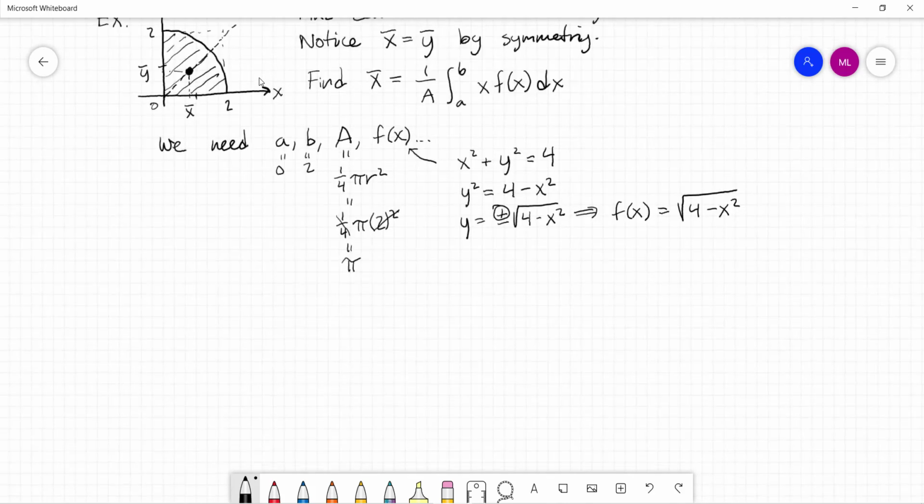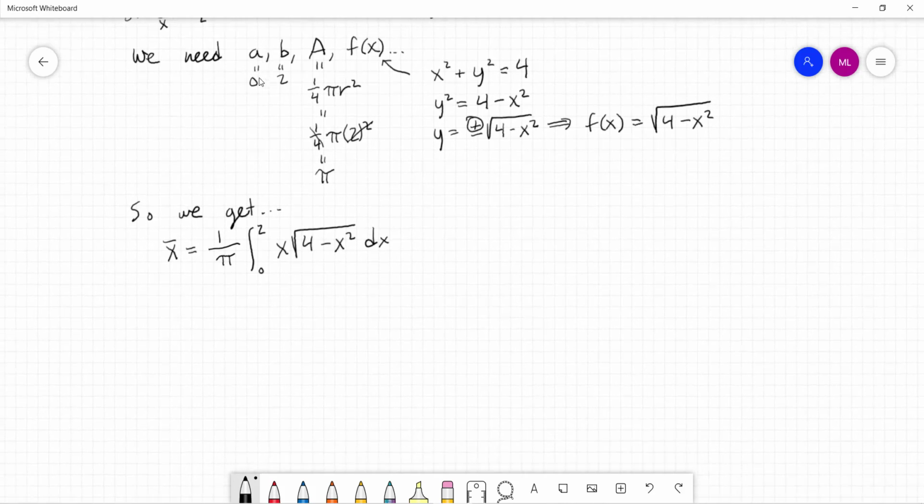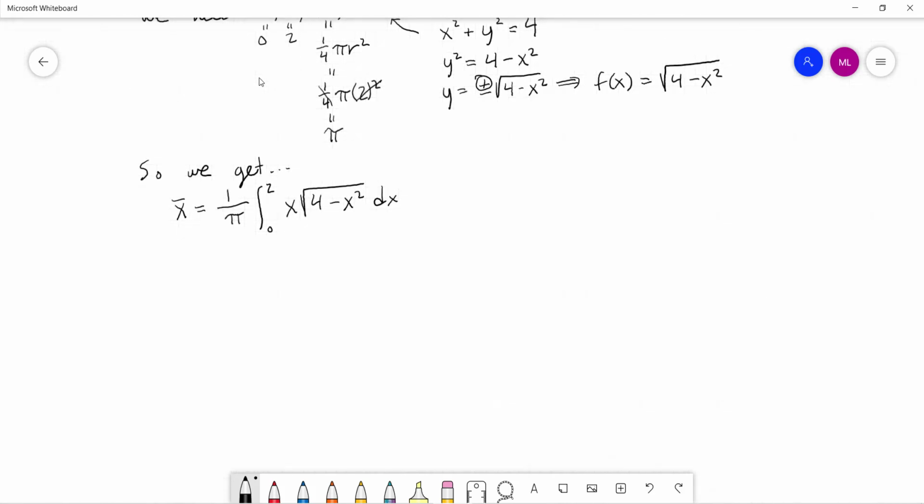And so if we put this all together, we get that x bar, the x coordinate for our center of mass, is going to be 1 over the area, but we just said the area was pi, times the integral from a to b, which is 0 to 2, of x times f of x. x times f of x, which is the square root of 4 minus x squared, dx. And so this integral will give us the center of mass that we're looking for, at least the x-coordinate of the center of mass. How do I evaluate this integral?